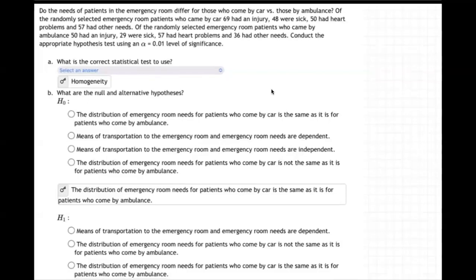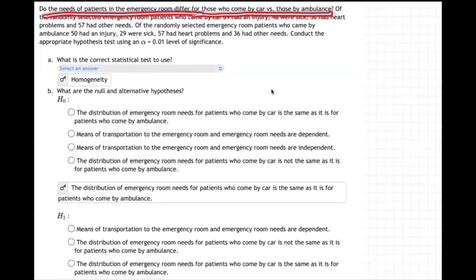In this example, it says, do the needs of patients in the emergency room differ for those who come by car versus those who come by ambulance? Okay, so you're understanding what that question is saying. If you're a nurse or a doctor working in the emergency room at a hospital, and you see somebody coming in by car, like they drove themselves or were driven by somebody, or by ambulance, do you think they're going to tend to have different needs? Of course, right? Somebody who comes by ambulance is going to have probably a more serious, immediate need than somebody who comes in by car, typically on average.